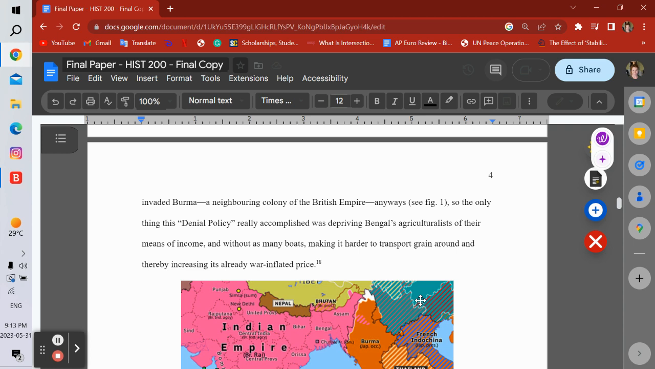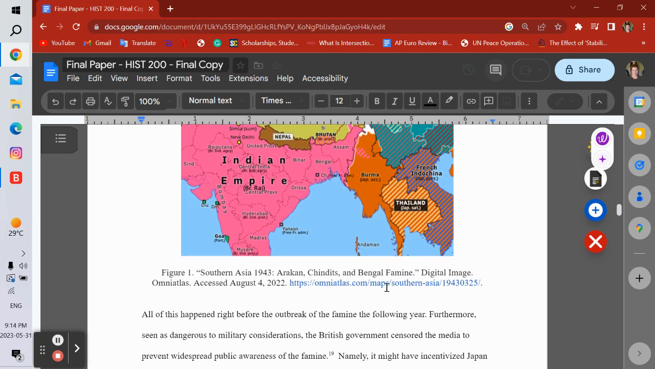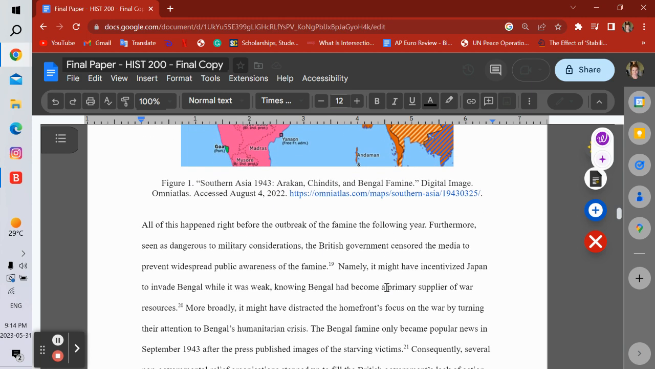So the only thing this denial policy really accomplished was depriving Bengal's agriculturalists of their means of income, and without as many boats, making it harder to transport grain around and thereby increasing its already war-inflated price. All of this happened right before the outbreak of the famine the following year.